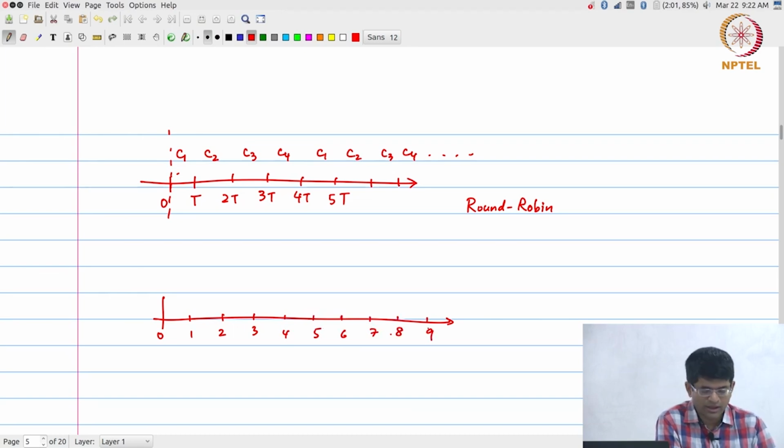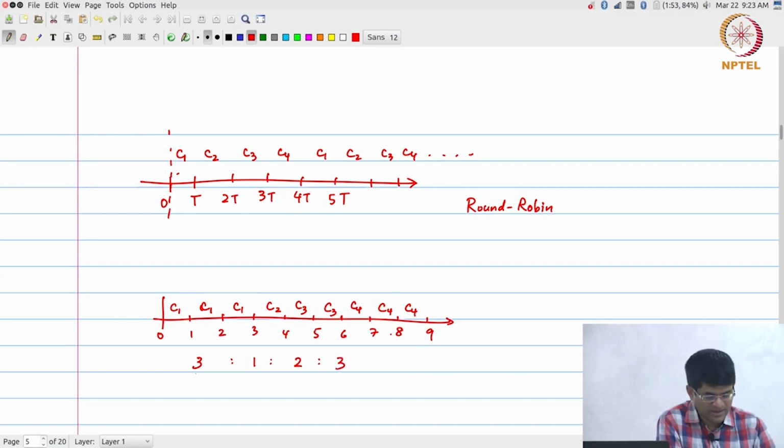Right? But now what I can do is I will say that the first 3 slots are given to C1, next slot is given to C2, next 2 slots are given to C3, and next 3 slots are given to C4. Okay? Effectively what it means is that I am now going to divide up the bandwidth in the ratio 3:1:2:3.